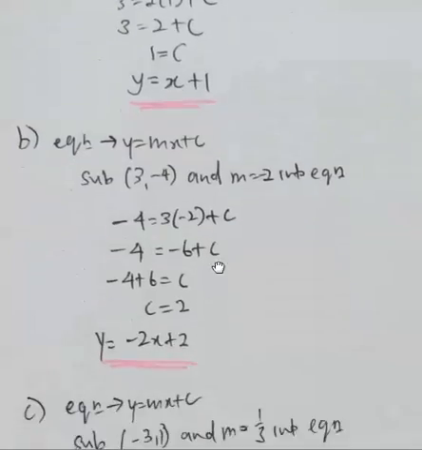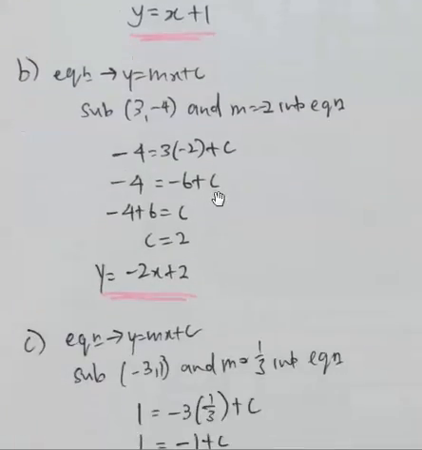For part B, we sub in the point (3, -4) and gradient m equals -2 into the equation. So -4 equals 3 times -2 plus c. So -4 equals -6 plus c. We bring -6 over, so -4 plus 6 equals c. Therefore c equals 2. So the equation for part B is y equals -2x plus 2.